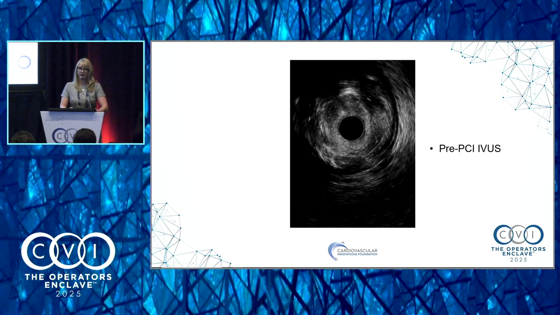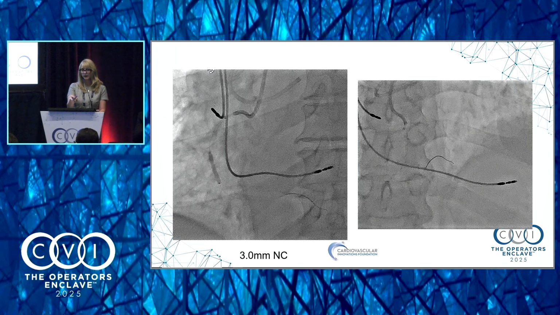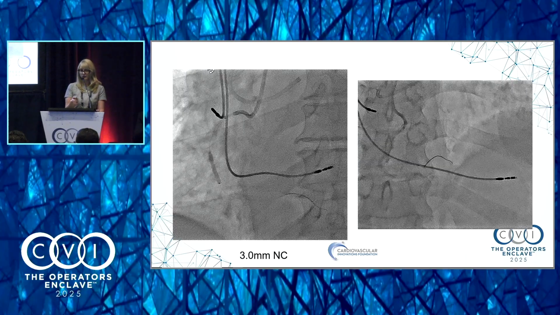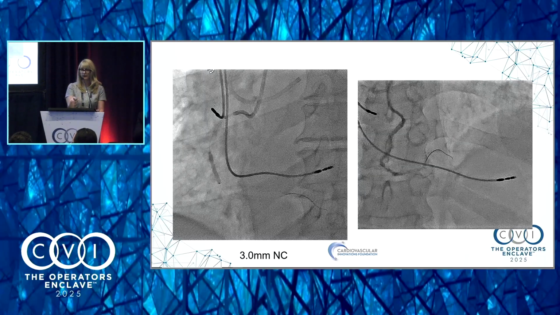On pre-PCI IVUS, you can see that there's a tight lesion there with, not a complete arc of calcium, but fibrocalcific disease and a small inner ring of calcium around the tight area of disease. So I took a 1.5 OPN down to that tight lesion site and inflated to 35 atmospheres, and you can see some small initial cracks in the inner ring of calcium. Then I was able to go down with larger NC balloons, in this case initially a 3.0 NC, and this is what the vessel looks like at this point.